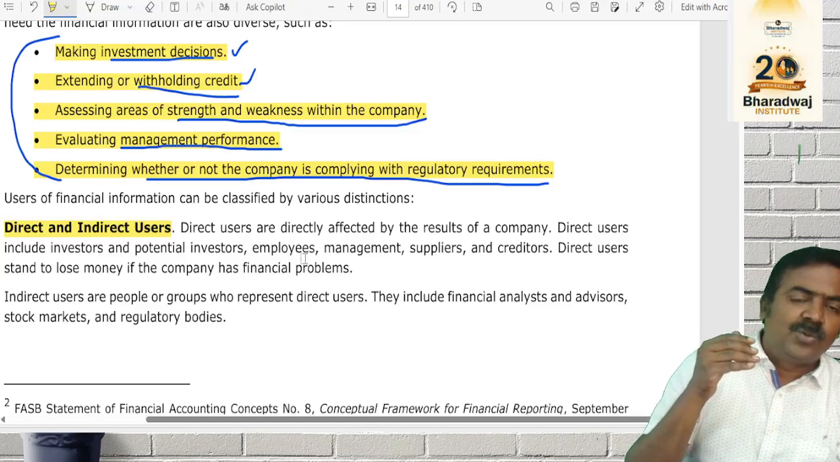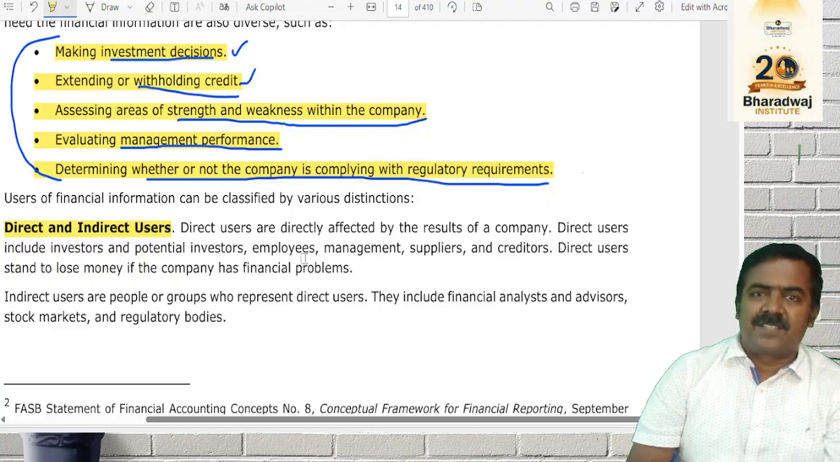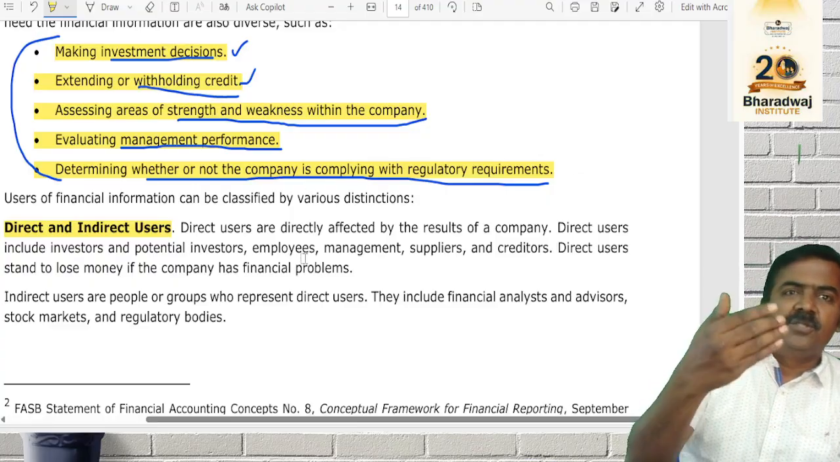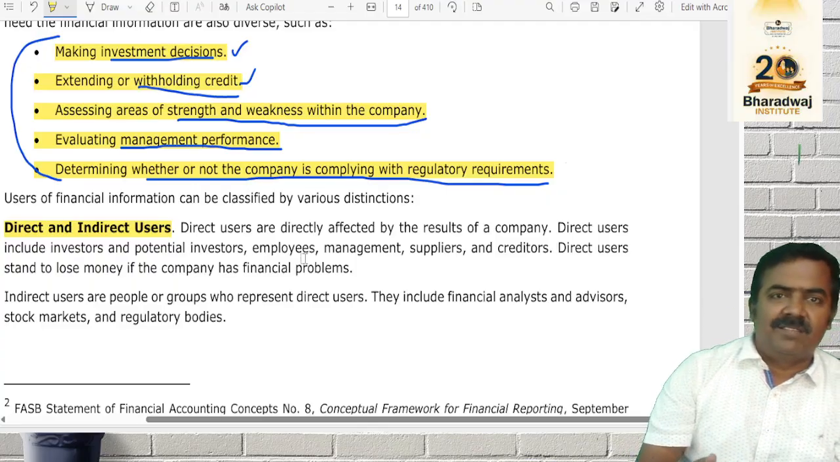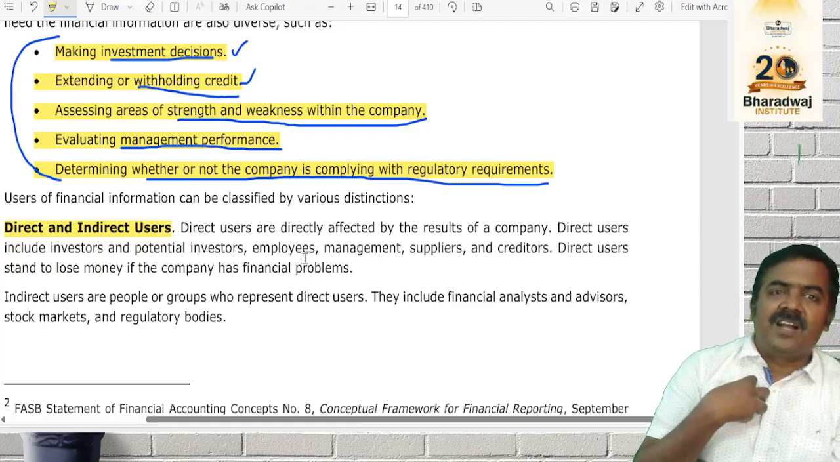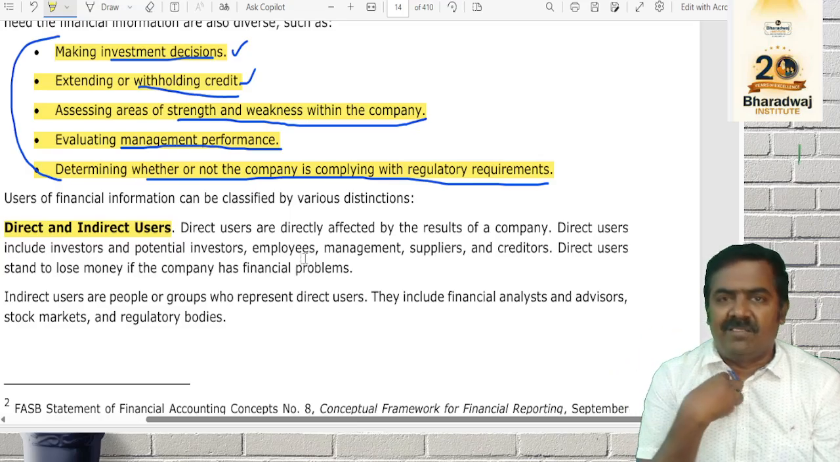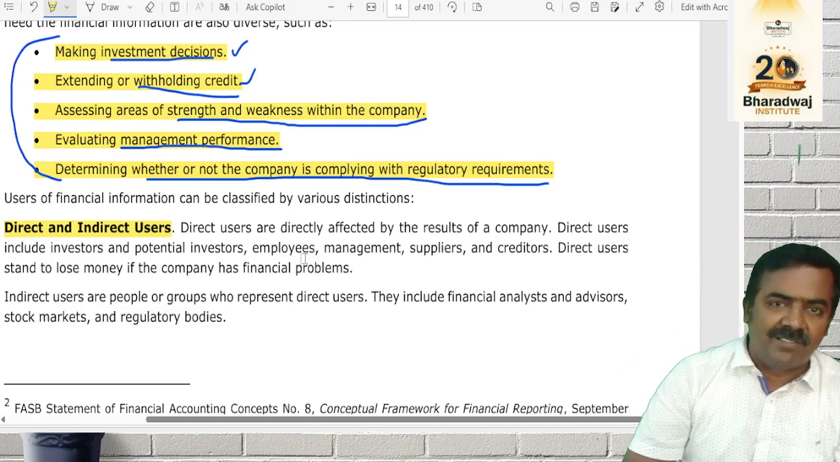Okay. Who are indirect users? They represent direct users. What do you mean by represent direct users? You have money. You do not know where to invest. I will analyze and tell you where to invest. So I'm a financial analyst. Am I going to make investment in the company? No. I will analyze and give the report to you where you can invest money.